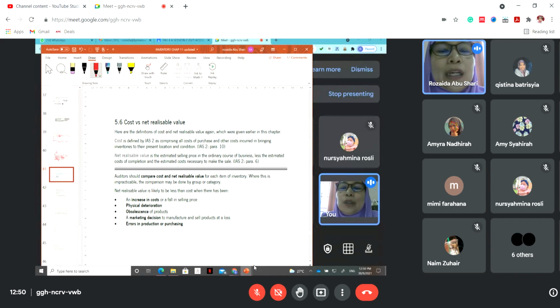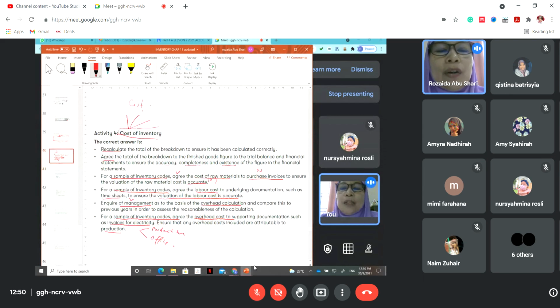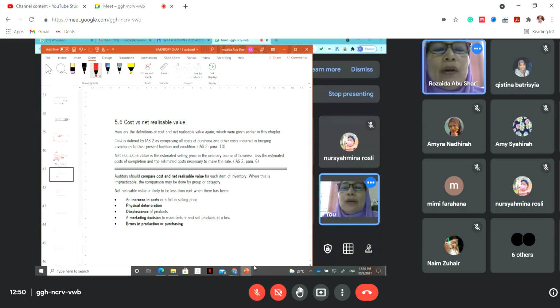Okay, so that is done on the cost, audit of cost. Now kita tengok cost versus NRV pula. Okay, so yang ni tak payah lagi lah. So now look at the NRV. Auditor should compare cost and NRV value for each item of inventory where this is impracticable. The comparison may be done by the group or category. NRV is likely to be less than cost when? So when is the NRV less than cost?